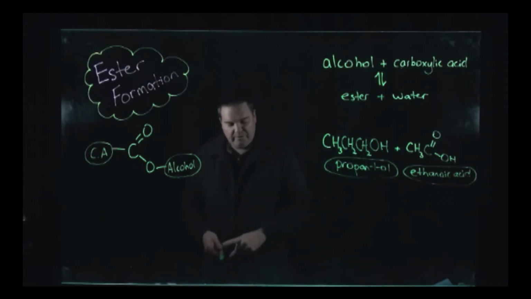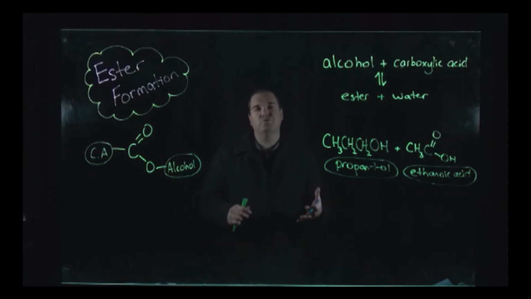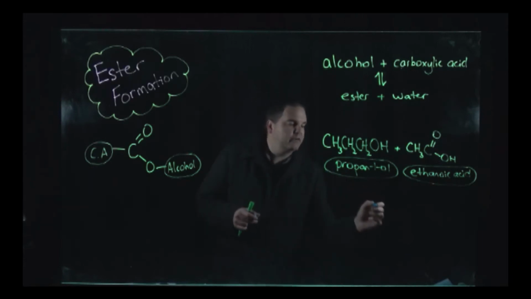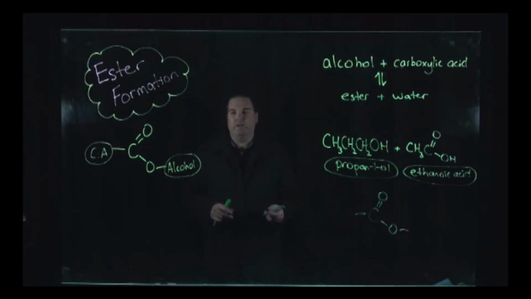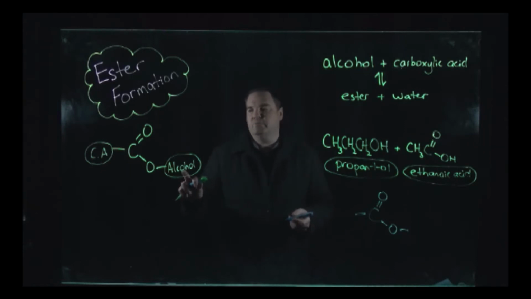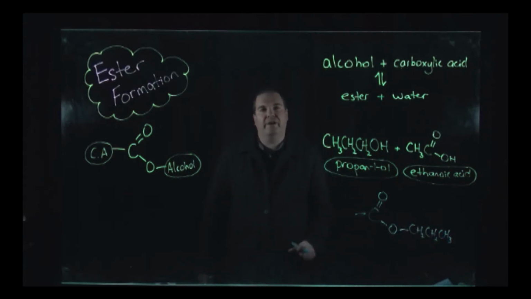When we react those together, what we end up with is this. If ever you're drawing your esters, what I always recommend is that you draw your ester functional group first. So carbon, double bond oxygen, single oxygen like that. Now remember I said the alcohol is the bit that comes off of the single oxygen. Here we had propan-1-ol, so here's our oxygen, and we've got 1, 2, 3 carbons that come off of that. There's our alcohol part of our ester.